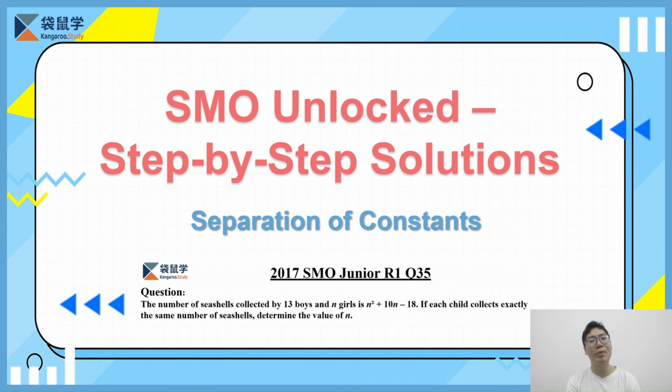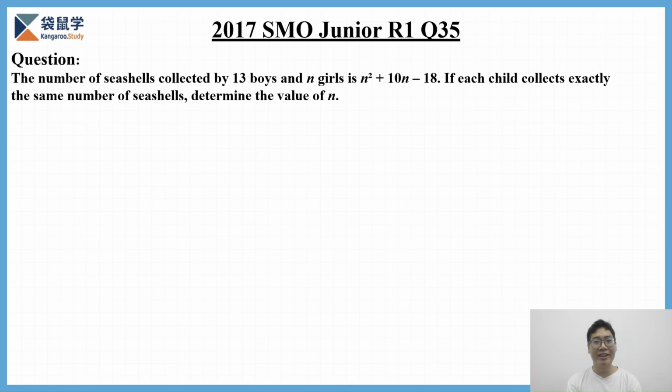The question we'll be discussing is from 2017 SMO Junior Round 1, question 35. The number of seashells collected by 13 boys and 8 girls is n squared plus 10n minus 18. If each child collects exactly the same number of seashells, determine the value of n.